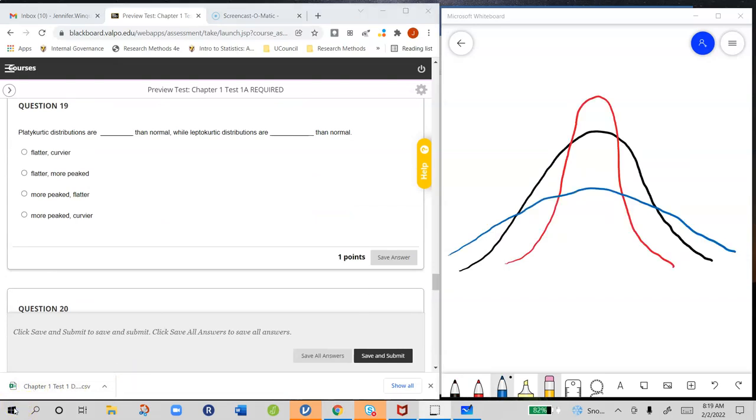All right, number 19 is asking about some terminology about distributions. And over on the right here, you can see I drew 3 distributions. The black one is a normal distribution, right? It is a bell-shaped curve. A leptokurtic distribution is more peaked. It's the red one. And the platykurtic distributions are flatter, right? That is the blue one there.